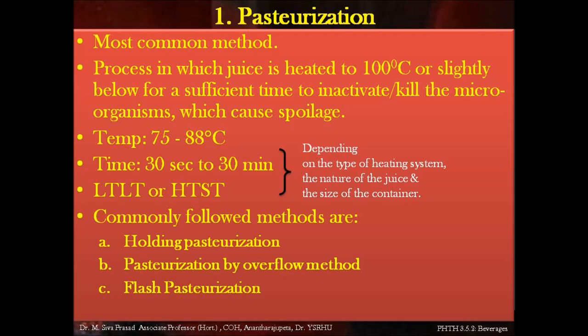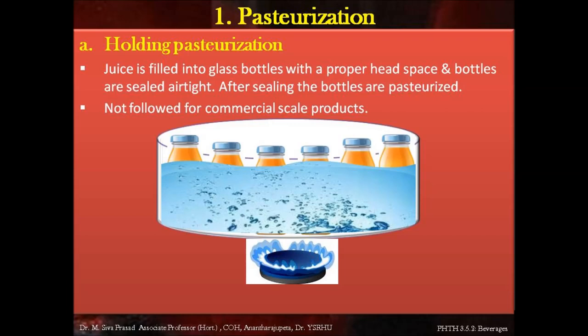In pasteurization, you have basically three methods that are followed: holding pasteurization, overflow method of pasteurization, and flash pasteurization. We'll discuss these three methods in detail. The first method of pasteurization is holding pasteurization. The name itself indicates you hold the juice in a sealed bottle and then pasteurize it.